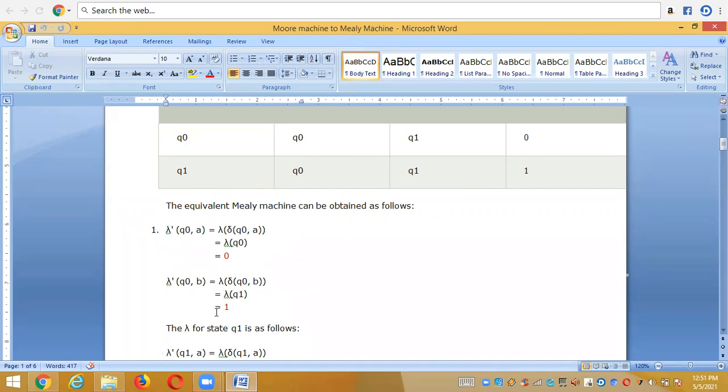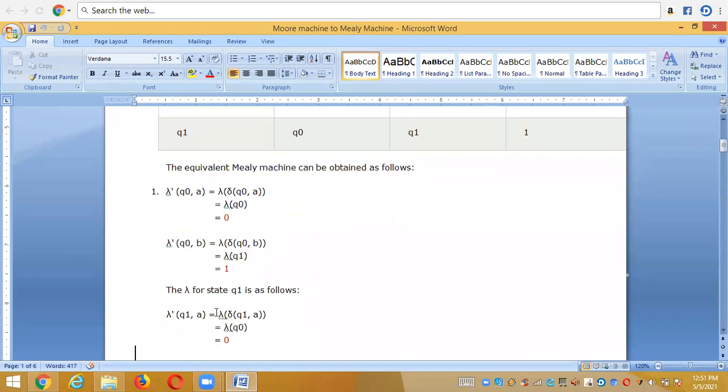Now we need to do it for q1. The same procedure we need to follow for q1 also. If you have more than q naught and q1, for the other states also you need to follow the same procedure, just calculating the extended output function by simplifying with the output function along with its transition function in this way, right?